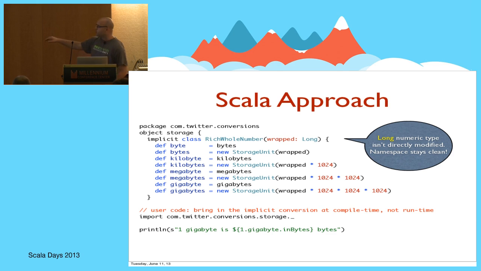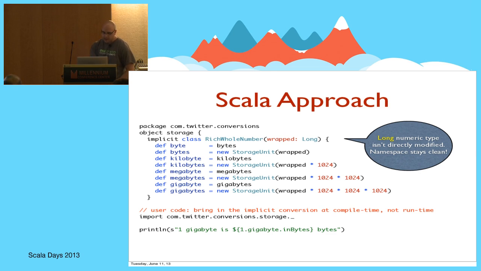I don't know if you can see this code at the bottom, but essentially what you do is you bring in the implicit conversion. So all of Twitter's common conversions, if you haven't seen this library, I would encourage you to check it out. They have some really cool things, not just for storage units, but for strings and time and other things. So you bring in com.twitter.conversions.storage._, which brings in the implicit.